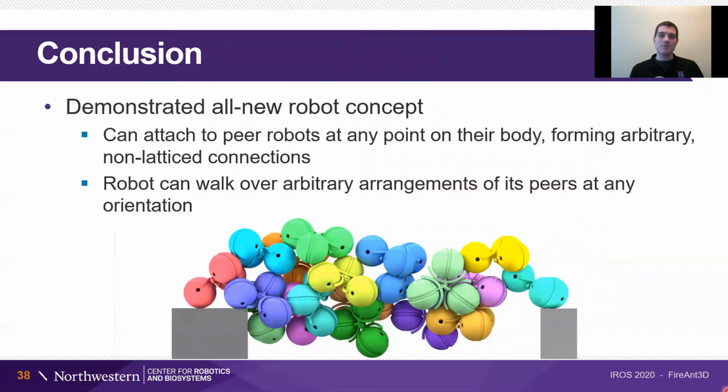FireAnt3D presents a profoundly different method of approaching the robotic self-assembly problem. The robot can walk over arbitrary arrangements of its peers without the need for alignment to these robots and without the need for complex motion planning or control. Future swarms of FireAnt3D robots will be able to form the sort of non-lattice structures shown here, and we hope that the research outlined in this paper provides the impetus towards and means by which to further explore non-latticed robotic self-assembly.